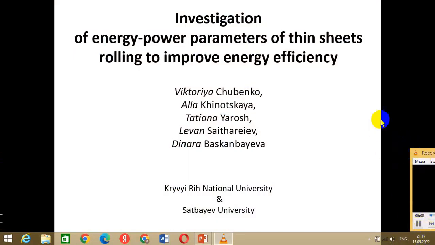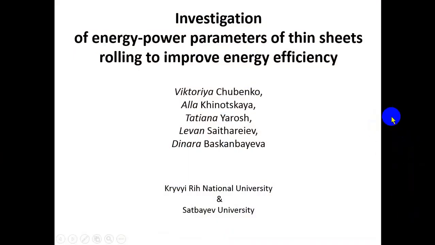Investigation of energy power parameters of thin sheets rolling to improve energy efficiency. Cold rolling significantly changes the properties of metals. With an increase in the amount of reduction, the yield strength of metal and the resistance to deformation increase, and the elongation of the strip decreases.